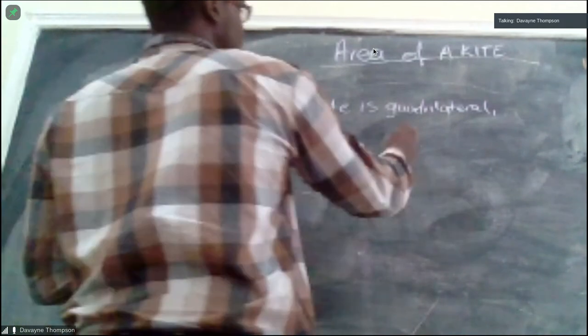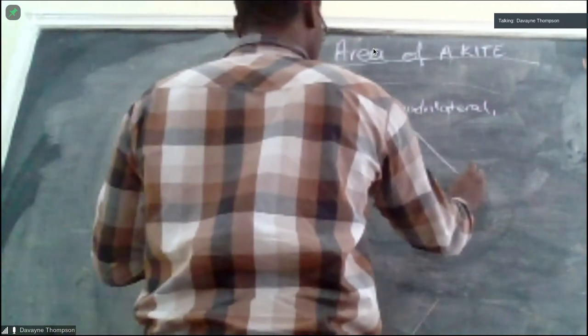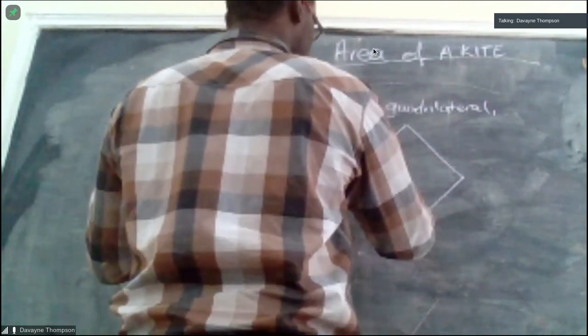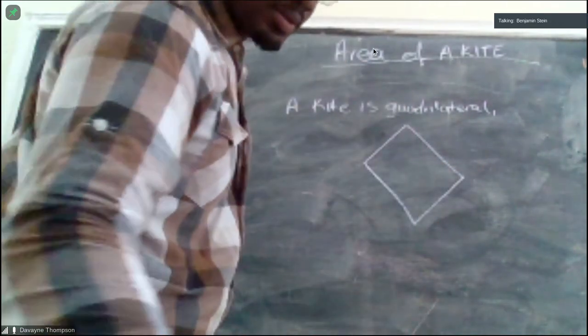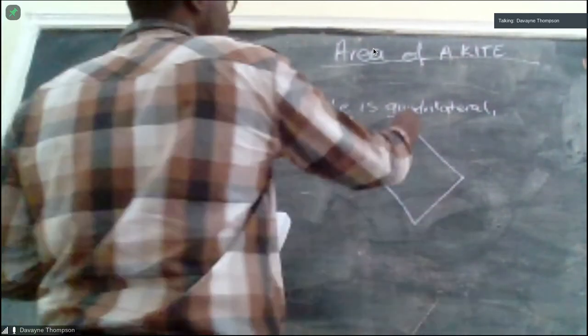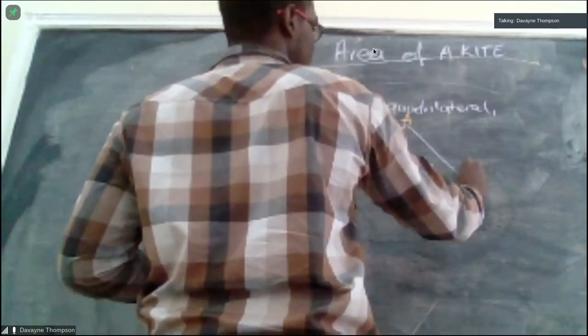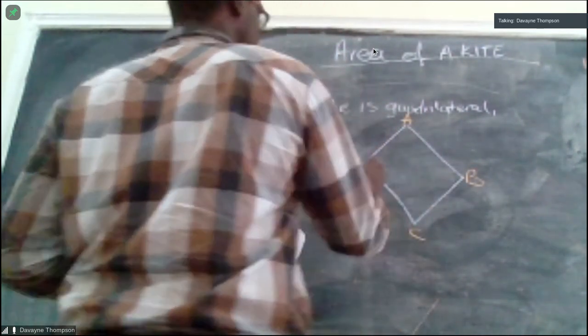Okay, but we can define it in more detail. Let me give you a sketch of a kite. 1, 2, 3, 4. Wouldn't that be a kite? It's a sideways rectangle. Alright. Look at this one. Let me label it: A, B, C, D.